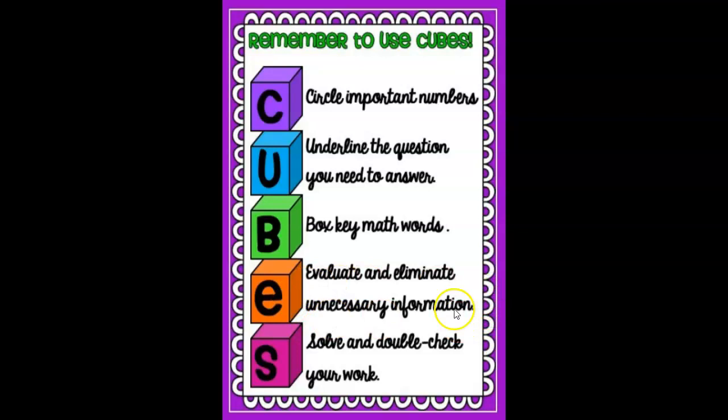We're going to evaluate and eliminate unnecessary information. We want to get rid of all sorts of stuff we just don't need because that might confuse us. And then at the end, we're going to solve and then check our work and make sure the answer is reasonable.